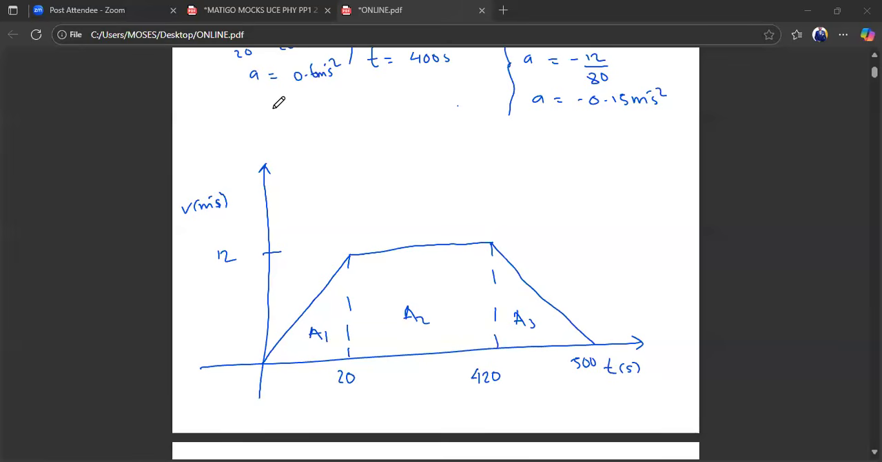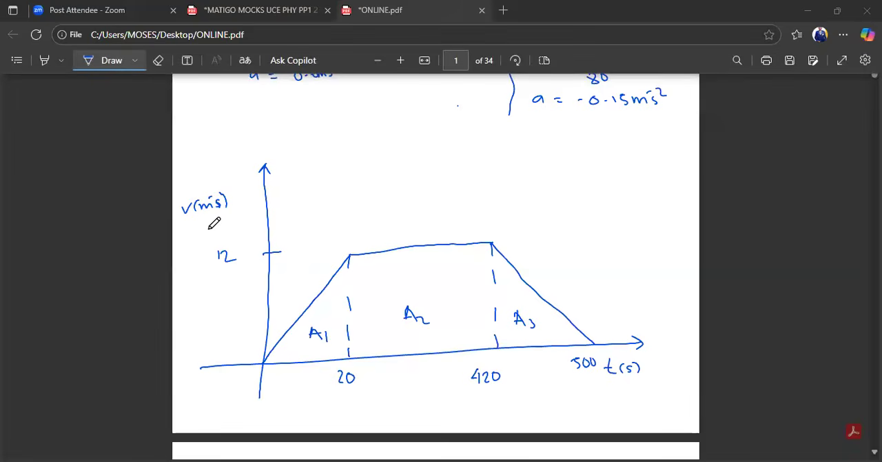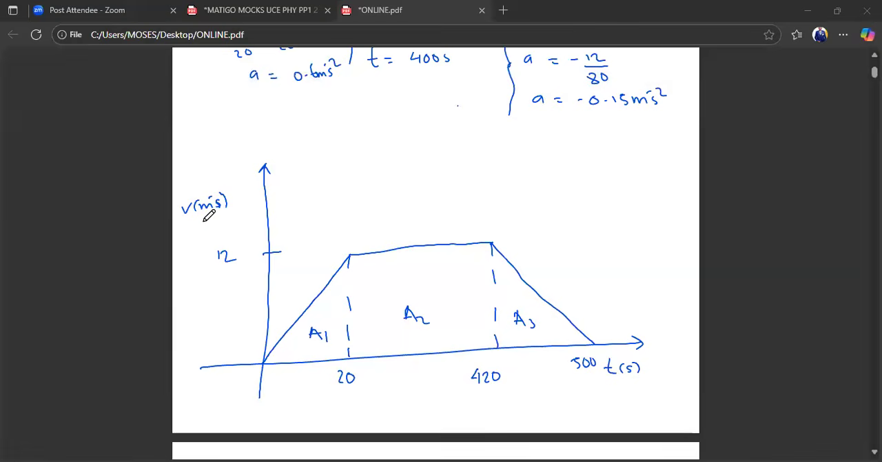But what is very important here, please don't forget to label the axis. The vertical axis, it is velocity in meters per second. Horizontal, it is time in seconds. Don't forget that because it carries a mark.